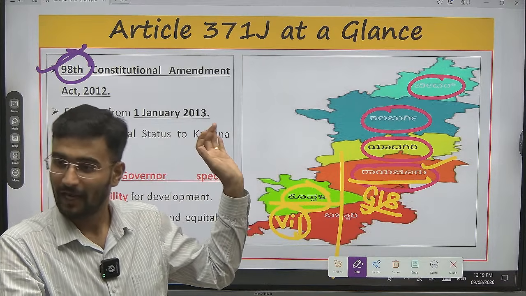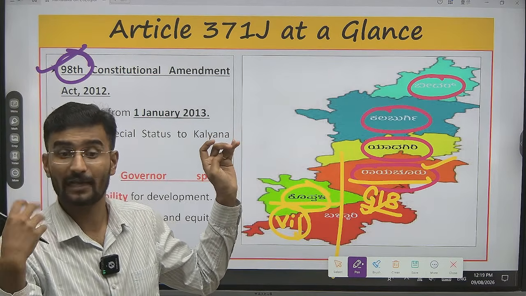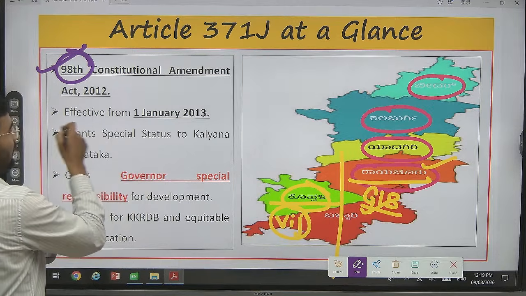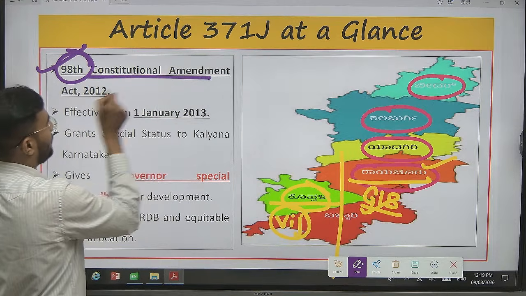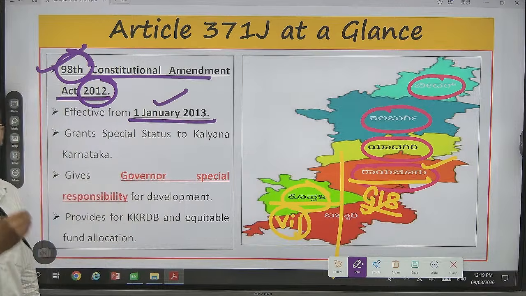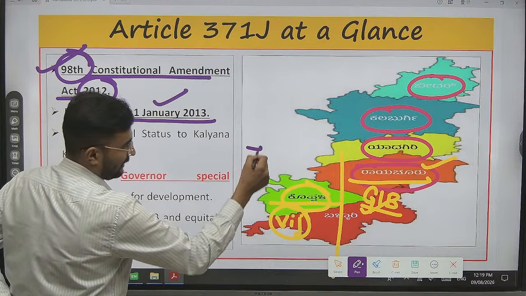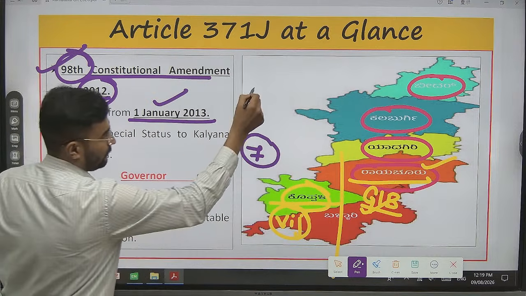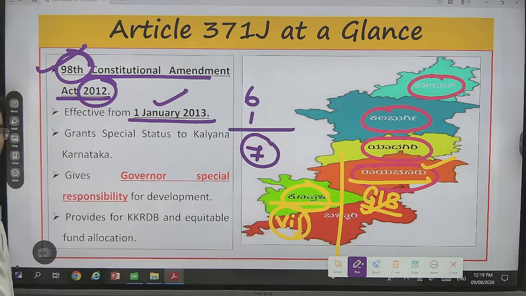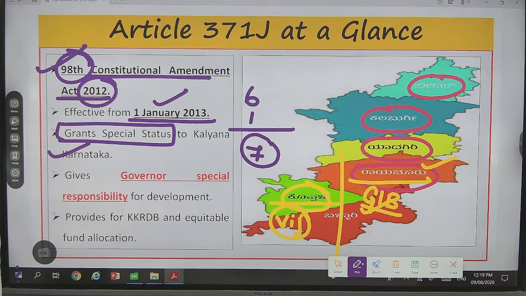Regarding Kalinga, you should know, and you can also talk about Ashoka's Kalinga War. It is effective from the Constitutional Amendment Act of which year? 2012, but implemented in which year? 2013. It talks about how many districts? 7. Earlier how many were there? 6. Now it is 7. At the same time, it grants a special status to which region? Kalyana Karnataka.